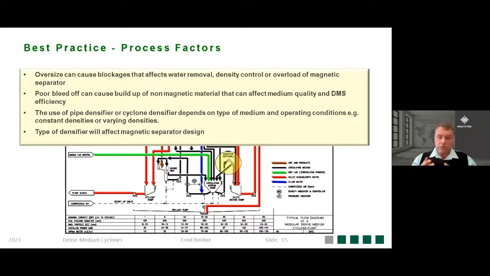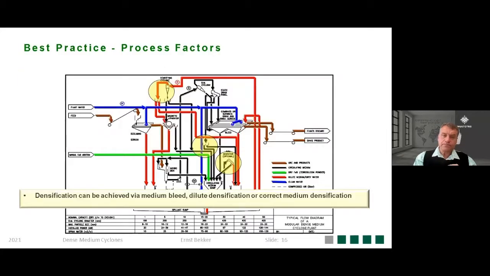The use of a pipe densifier or cyclone densifier depends on the type of media, and I'll talk later about the differences between the two. But there are specific densifiers for specific applications. And whatever densifier you choose can also have an impact on the selection process for your magnetic separator. So if you start to change densifiers in an already designed plant, make sure that you check the rest of the process as well.